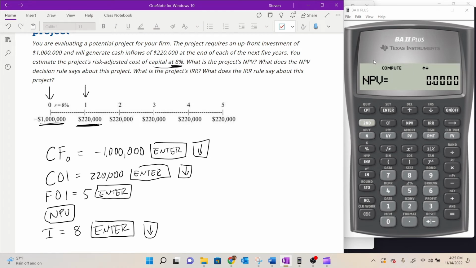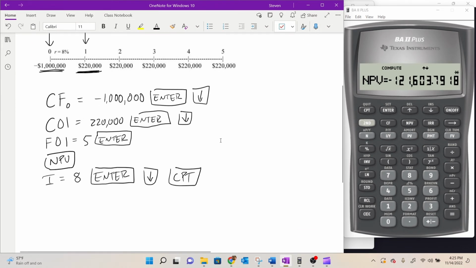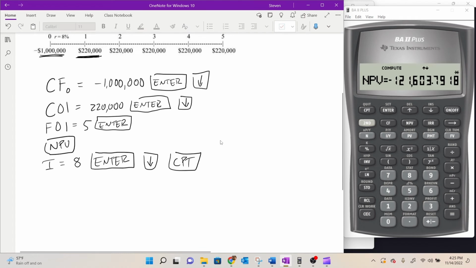The calculator's telling us that it has enough information to compute the NPV. Do we want to do that? And yes, of course we do. So we can press the compute key, CPT key, up on the top left, and it will do that calculation for us. And we will find, just like we saw when we looked through the algebra work in the example, we get the same value back, that NPV is equal to a negative $121,603.79.